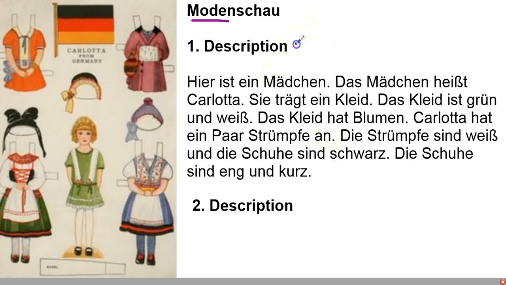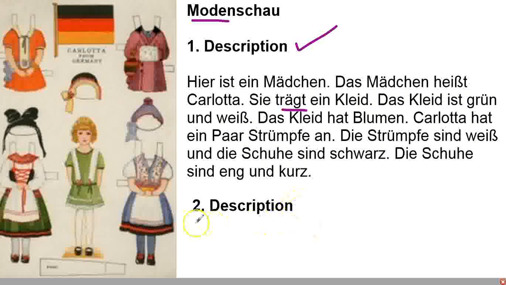So a simple description. Hier ist ein Mädchen. Das Mädchen heißt Carlotta. Sie trägt ein Hemd. Oh, Entschuldigung, not a Hemd. Sie trägt ein Kleid. Das Kleid ist grün und weiß. So, here is a girl. The girl is named Carlotta. She wears a dress. The dress is green and white.